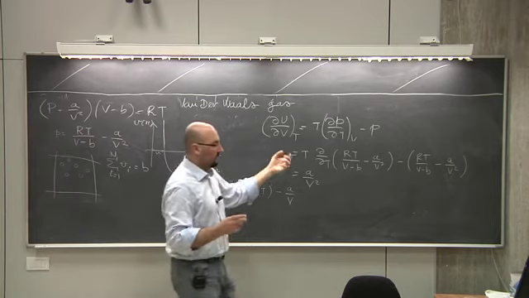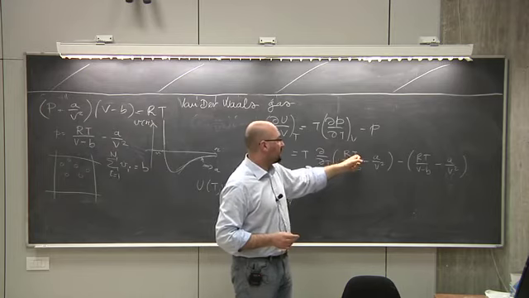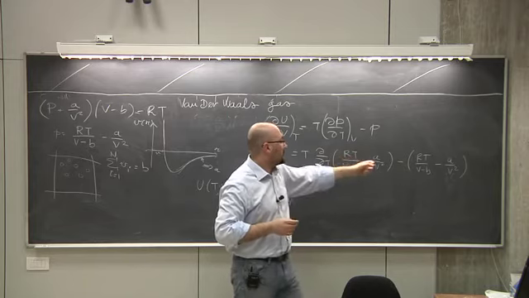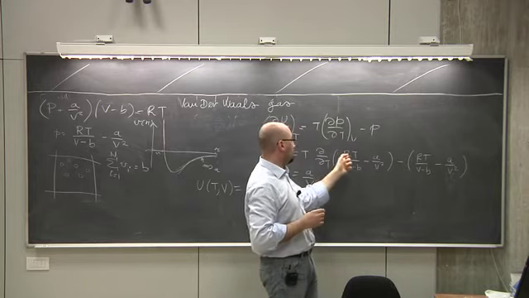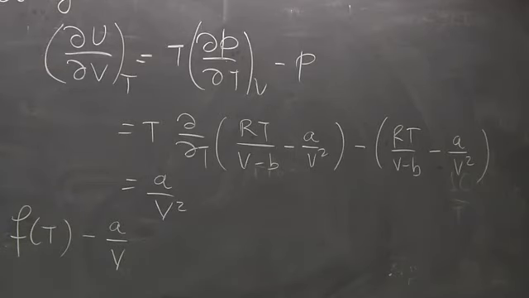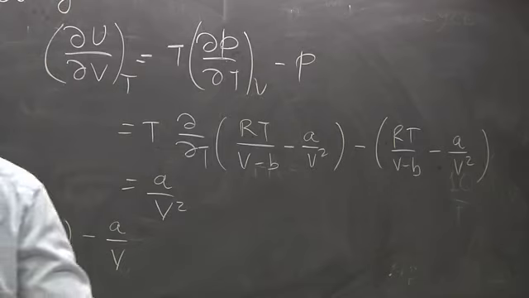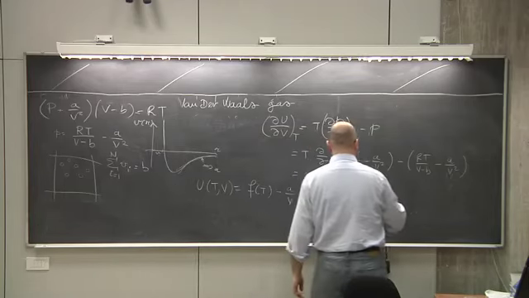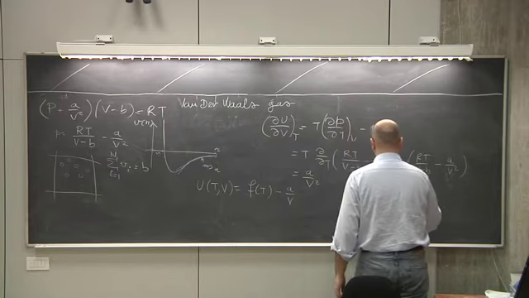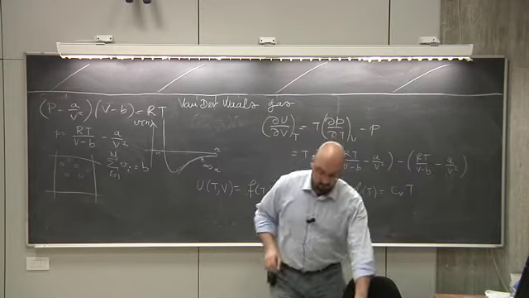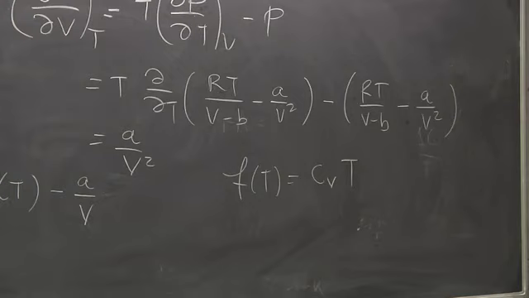Because what I'm just saying is that if, instead of having RT here, you had RT squared, there would not be an exact cancellation between T d by dT of this term and this term here. Okay, so now, in order to go further, let's make the assumption that f of T is just linear, and it's C_V times T, where C_V is the specific heat at constant volume.